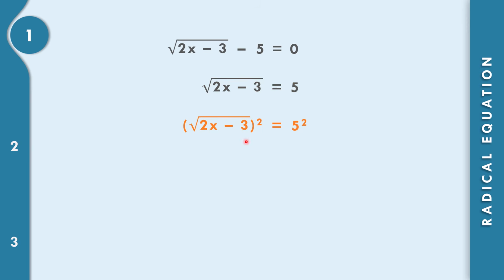If we square both sides, the 2 and the radical sign cancel, so this becomes 2x minus 3. While 5 squared, that is 5 times 5, is equal to 25. Bring down 2x and 25, and move negative 3 to the right side. So 25 plus 3 is 28. If we divide both sides by positive 2, the answer is 14. So let us see if 14 is the solution.